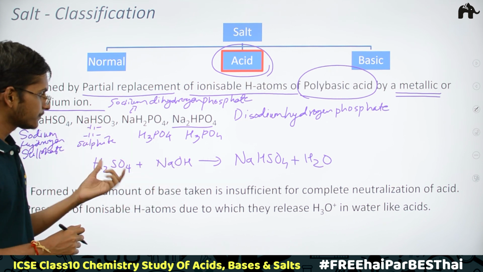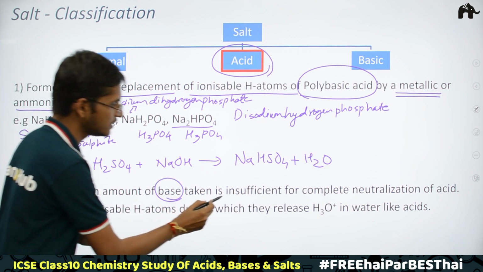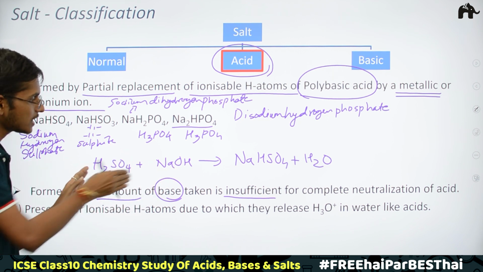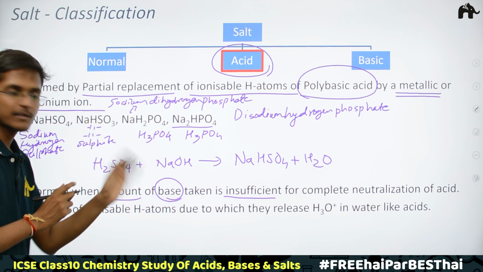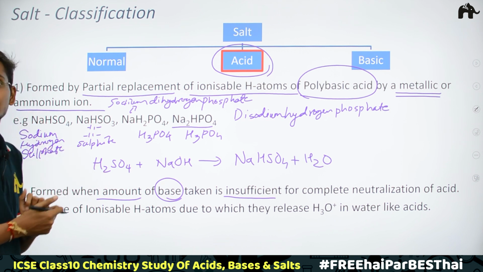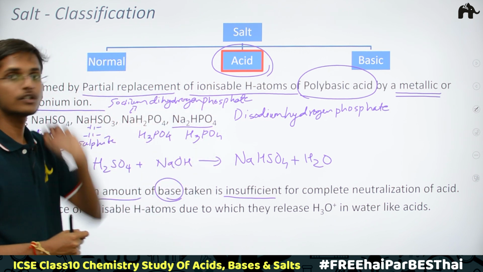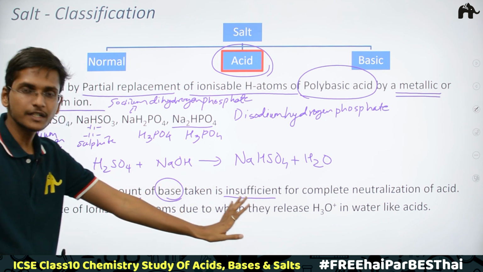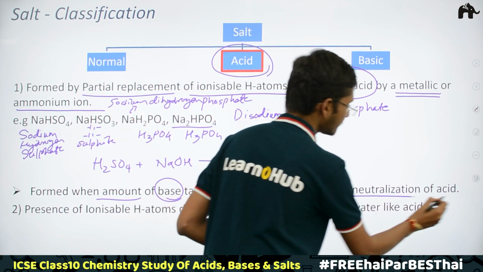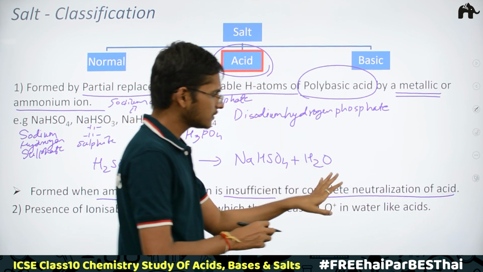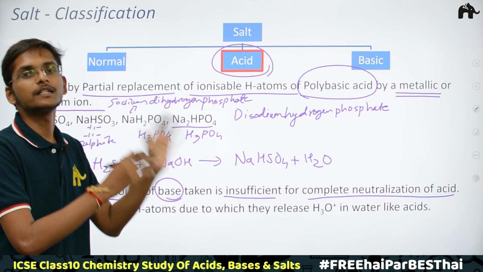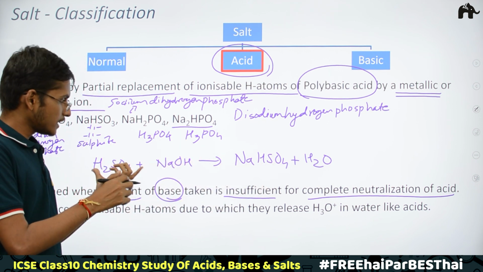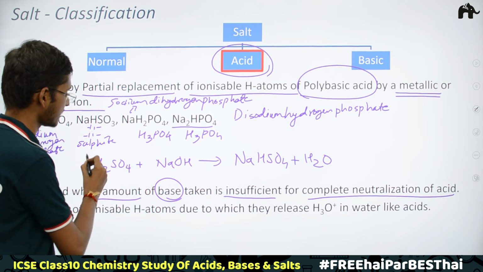Now what we can see here is that when we take the base in insufficient amount, here we take only one molecule of NaOH and treat it with H2SO4. What is happening? NaOH has only one Na+, so this one Na+ is able to replace only one H+. That's why partial replacement takes place, and that's why an acid salt is formed, because we are not taking a sufficient amount of base. So when the amount of base is insufficient for complete neutralization of the acid, acid salts are formed. Complete neutralization simply means complete replacement of the H+ ions of the acid. Very clear. And this entire reaction, I have told you, is a neutralization reaction.